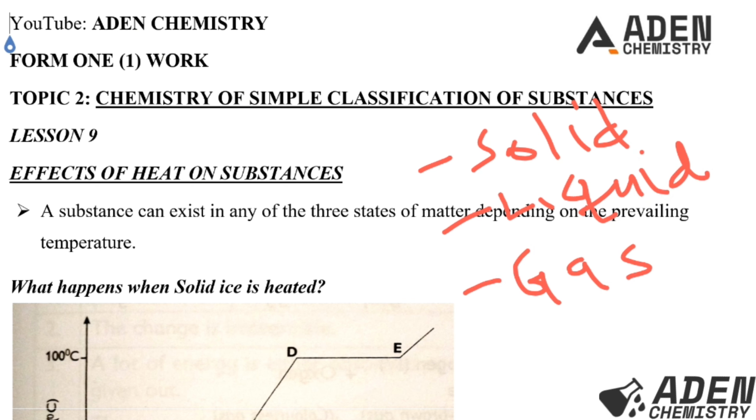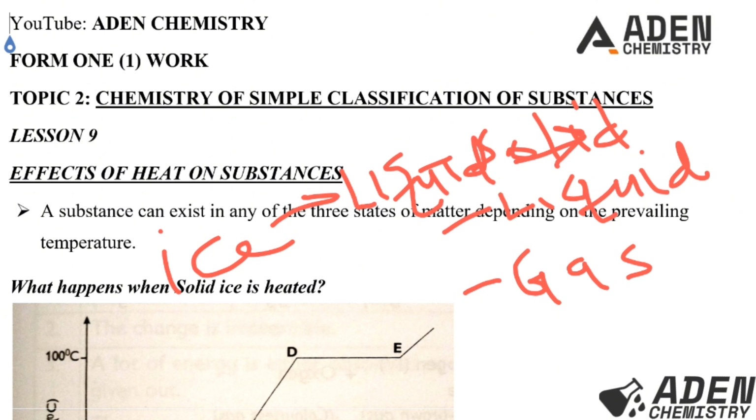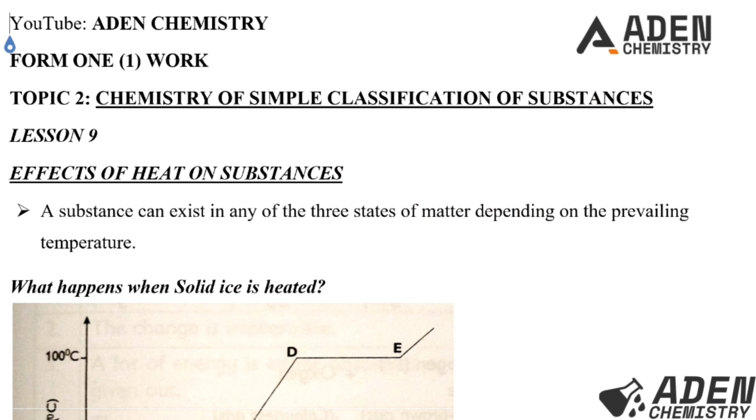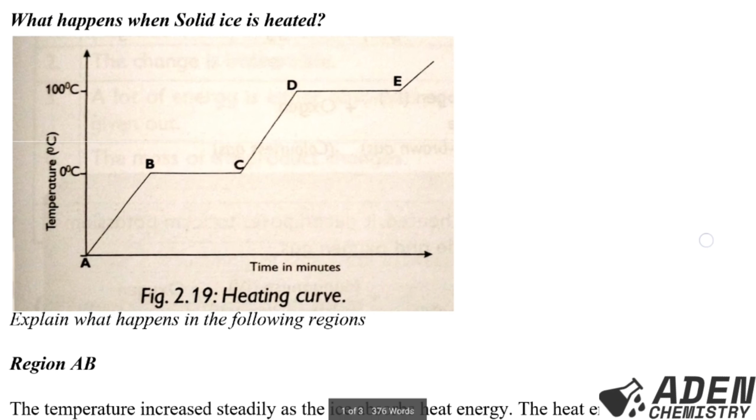For example, if you are having a substance like solid ice, when we heat it, we can get liquid water. If we further heat it, we are going to get water vapor or steam. If we cool steam, we'll get back to liquid water, and if we further cool the liquid water, we will end up having our original ice. So that means that ice can exist in any of the three states of matter depending on the prevailing temperature. So we're going to see what happens when solid ice is heated.